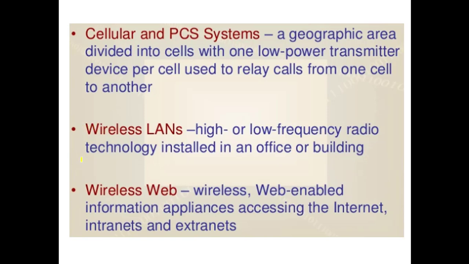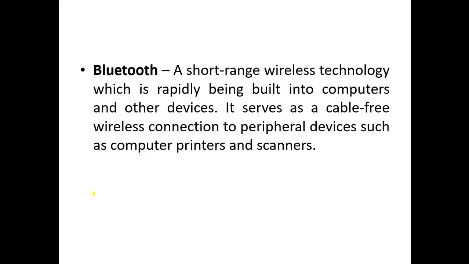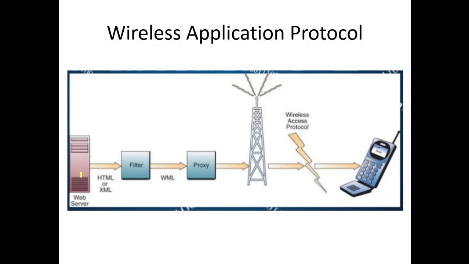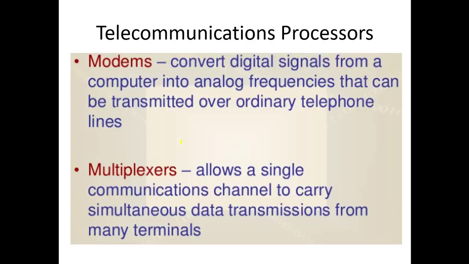And we have wireless LANs, high or low frequency radio technology installed in an office or building. And we have wireless web, that's wireless web-enabled information appliances accessing the internet, intranets, and extranets. You have also Bluetooth, a short-range wireless technology which is rapidly being built into computers and other devices. It serves as a cable-free wireless connection to peripheral devices such as computer printers and scanners. So this is the model of a wireless application protocol. And take note of this model.